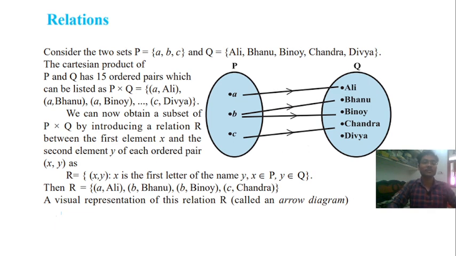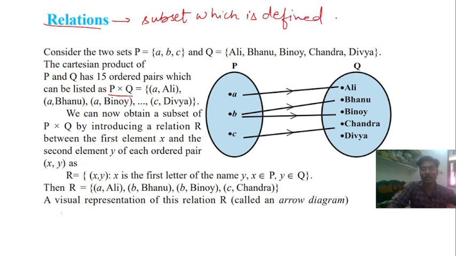So, what is relation? Relation is a special case or a subset from the Cartesian product of any two sets. As it is a subset, it is defined from a Cartesian product of two sets.